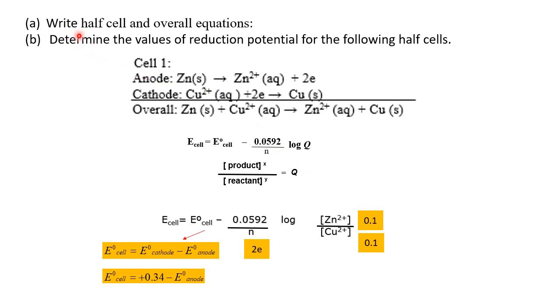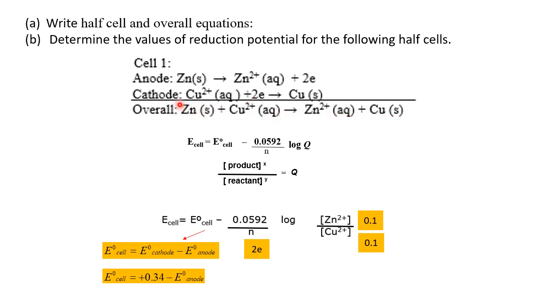So the first one, write the half cell and overall equation. This is the example for the first half cell. The anode is zinc. Zinc undergoes oxidation, so zinc solid becomes zinc 2 plus ion plus 2 electrons. And then the cathode is copper 2 plus ion aqueous reduced to copper solid. Then you combine, and this is the overall equation. Make sure you check the number of electrons. Is it balanced? Yes, 2, 2. No problem, and this is the overall equation.